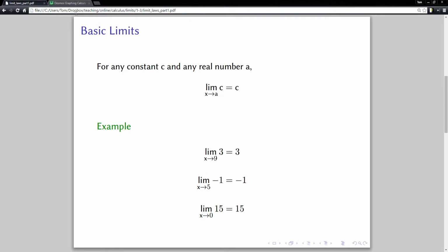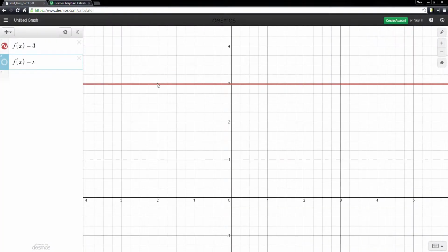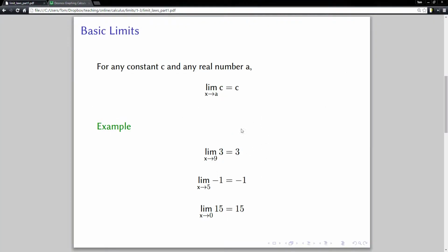And the reason for that, if you take a look at the graph of a constant function like this one, 3, well, look, the y values are all equal to 3, right? And so it doesn't really matter what x approaches, the y value is always going to be equal to 3. All right, so the limit of a constant function is just that constant itself.